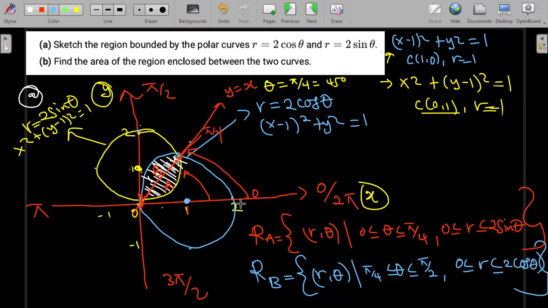Okay, because we'll be in this other region now. We are starting from there. So the curve that we have is the blue one there. That is covering this thing. So the blue one is simply 2 cos theta.